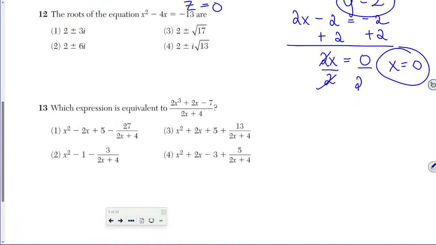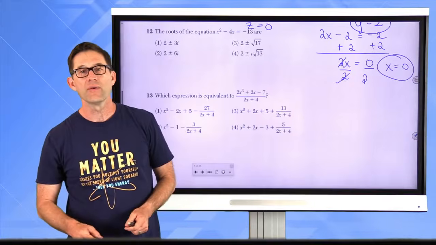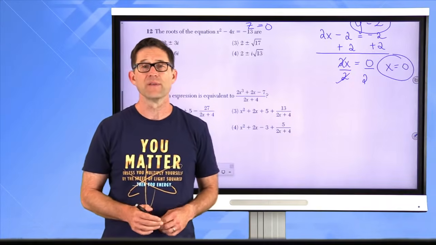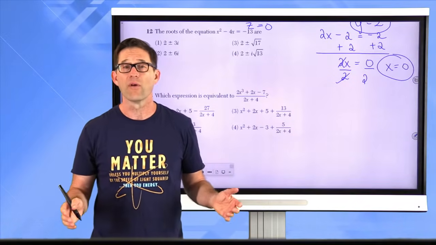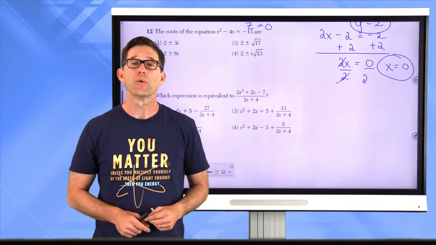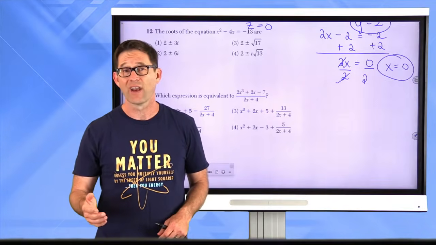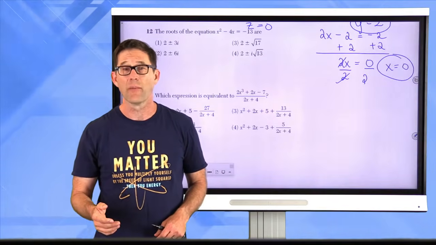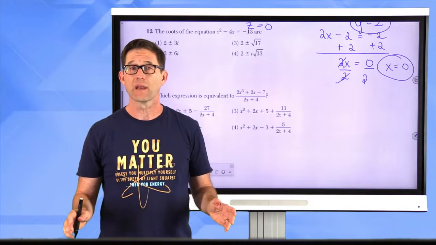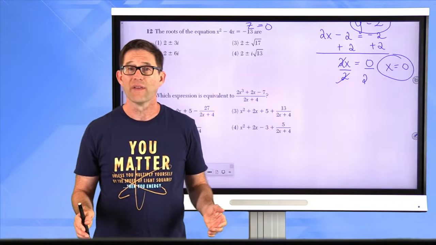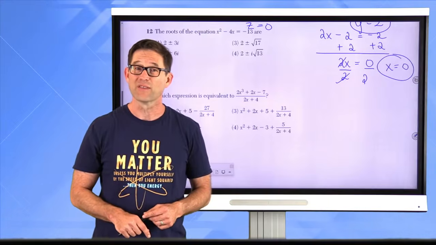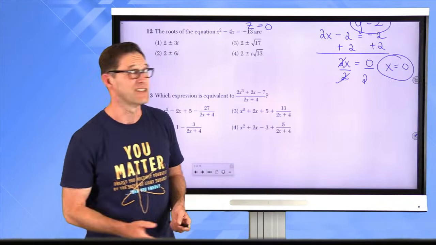12. The roots of the equation x squared minus 4x equals negative 13 are which of the following? Now, if you notice, when I look at the answers to this question, 3 out of the 4 of them involve i, the imaginary unit. So in all likelihood, we're going to have an i show up in this particular problem. Now, a lot of students, understandably, are going to go with the quadratic formula on this. I actually think I'm going to do completing the square, because I think it's actually easier.